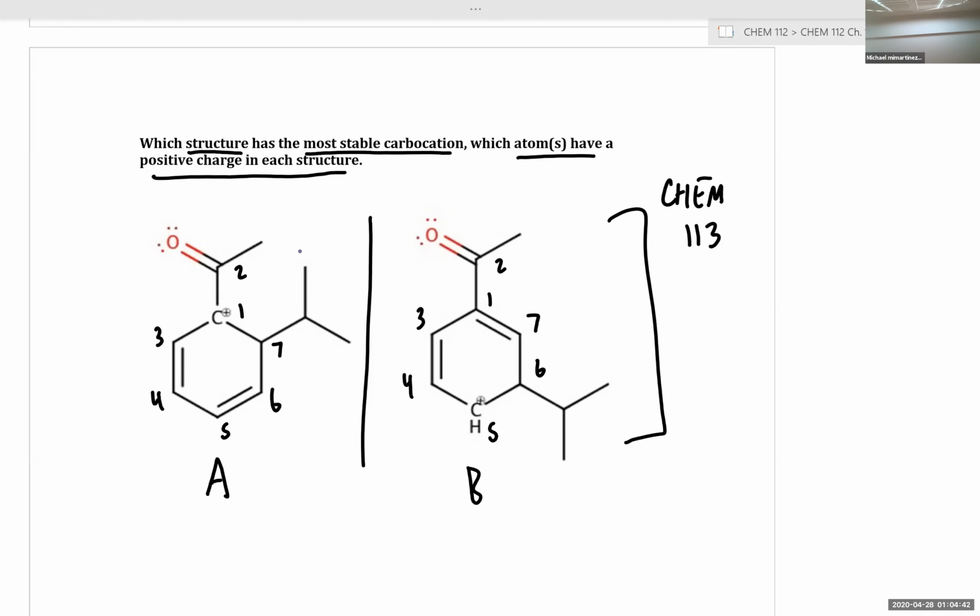And if you've heard of the Friedel-Crafts reaction, this is the common analysis and common thought process that you use when predicting the products for Friedel-Crafts reactions. But for now, just tell me whether A or B has the most stable carbocation.